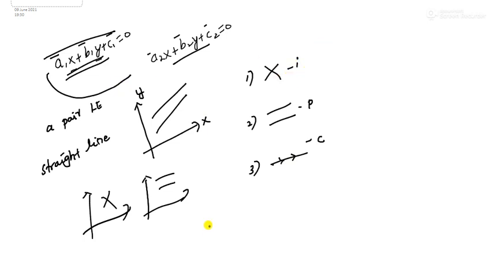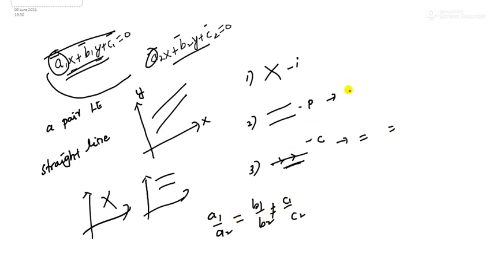For these three you have to remember this condition: the ratios of the coefficients, a1 by a2, b1 by b2, and c1 by c2. You have to write like this. If all three are equal, then it will represent a coincident line. If the first two are equal and the third is not equal, then it will represent a parallel line. If none of them are equal, it will represent an intersecting line. You have to remember this condition.